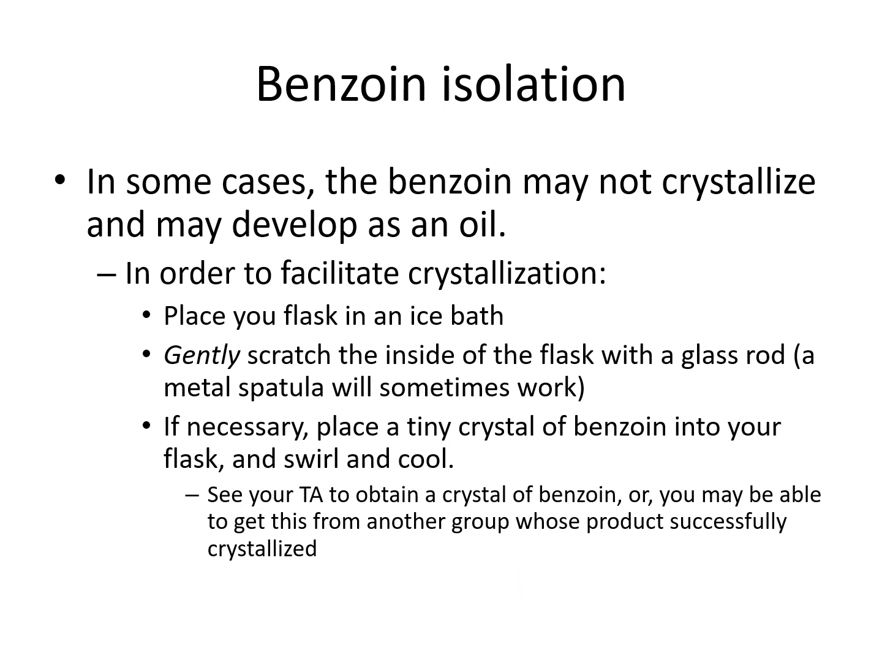So in some cases, the benzoin may not crystallize and may develop as an oil. So in order to facilitate the crystallization, we're going to place your flask in an ice bath. We're going to gently scratch the inside of the flask with a glass rod or a metal spatula. If necessary, we're going to place a tiny crystal of benzoin that we're going to be providing to you into your flask and swirl and cool. This will actually make the nucleation procedure, and it's going to induce the precipitation of your compound.